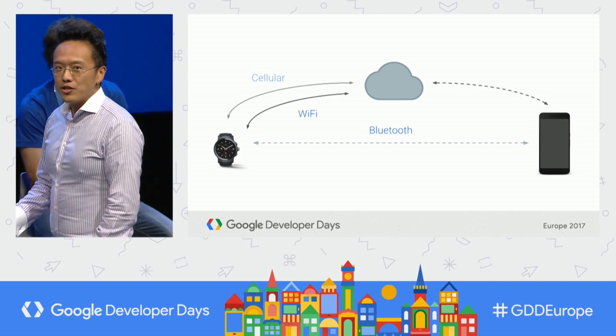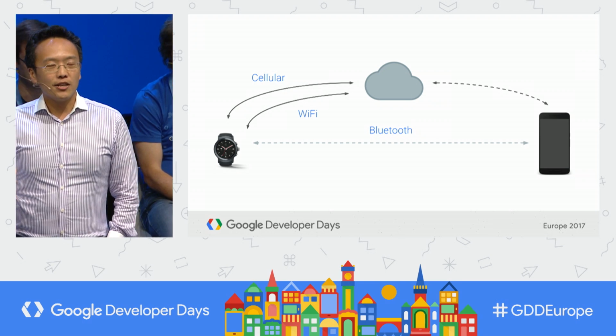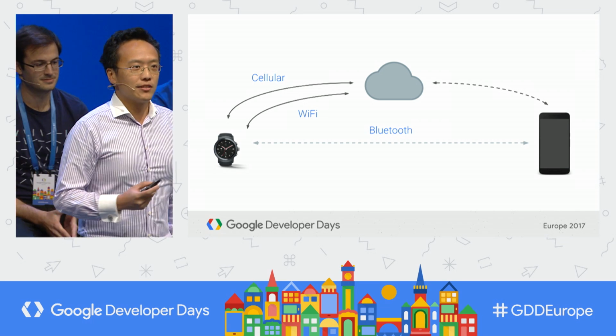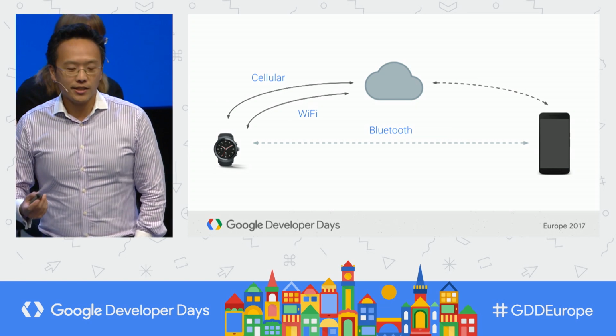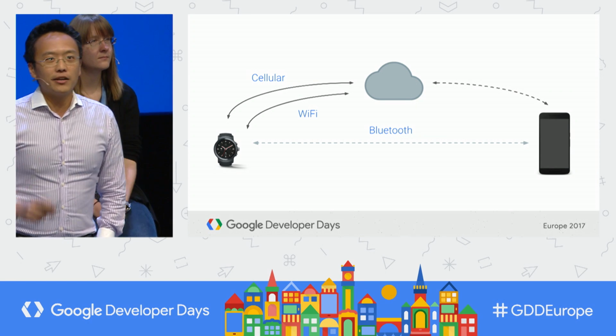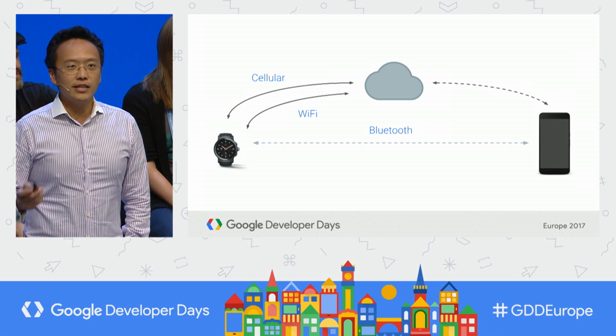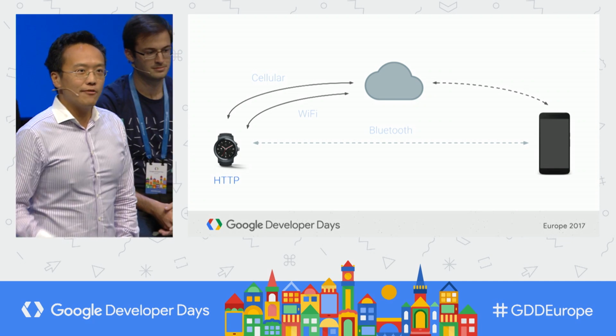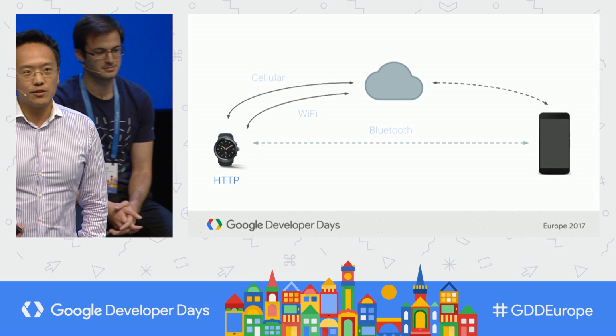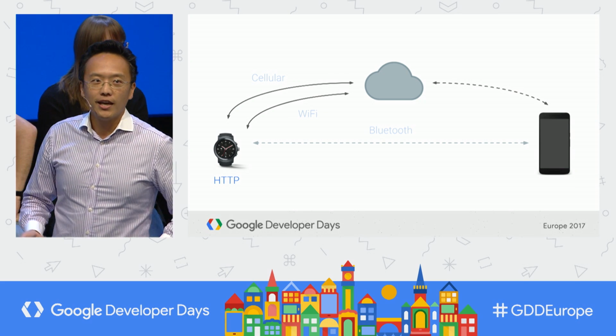So at the start of Android Wear back in 2014, the only way for the watch to connect to the internet is via the phone through Bluetooth. We have subsequently added both Wi-Fi and cellular connection to the watch, but you still needed the phone with Android Wear 1.0. With 2.0, we have added a new way for you to connect, which is via direct HTTP connection.